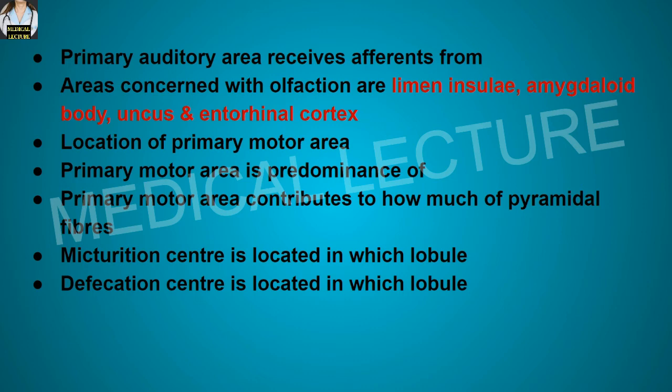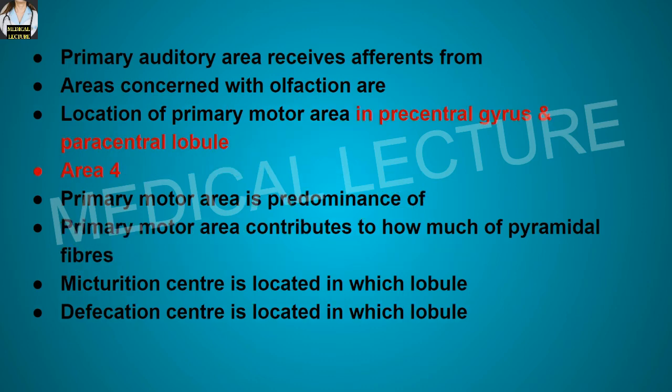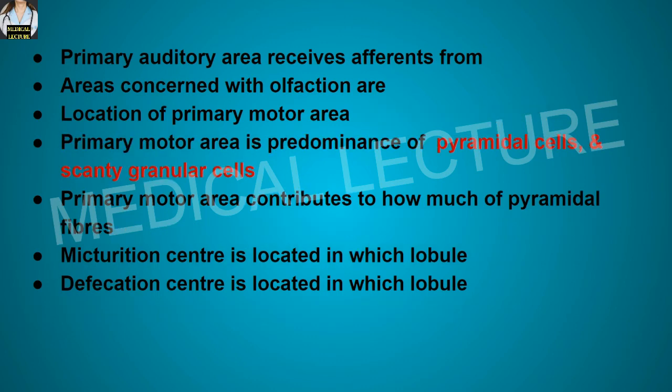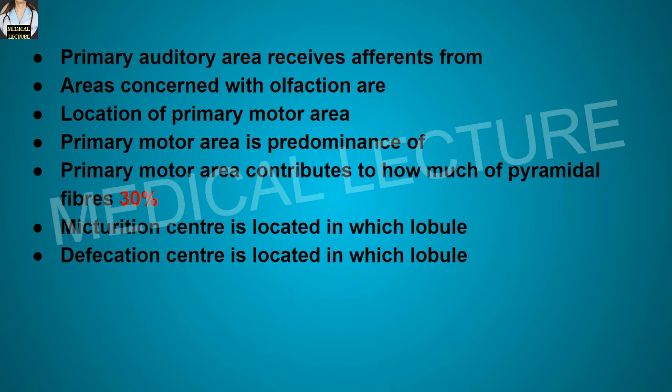Location of primary motor area. It is located in the precentral gyrus and paracentral lobule, area 4. Primary motor area has a predominance of pyramidal cells and scanty granular cells. Primary motor area contributes to how much of the pyramidal fibers? About 30%.